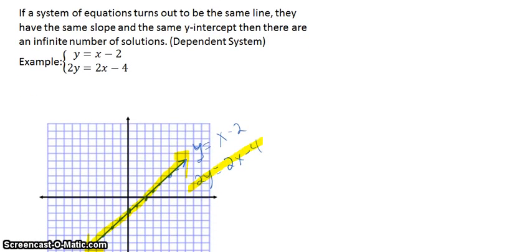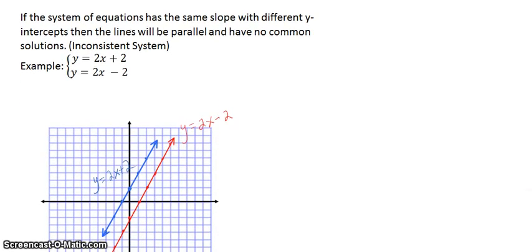Now if a system of equations turns out to be the same line, they have the same slope, the same y-intercept, and then there are an infinite number of solutions. That is a dependent system. So see on this second equation, if I just divide everything by 2, I would have y equals x minus 2, which is the same as the first equation that they give us, so those are exactly the same.